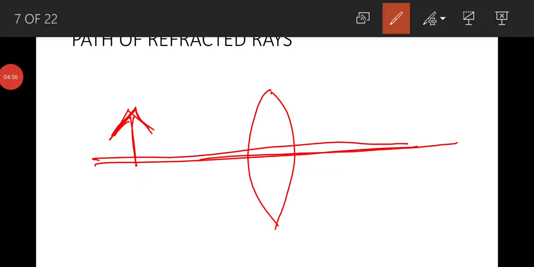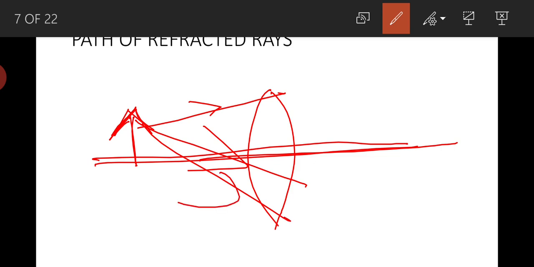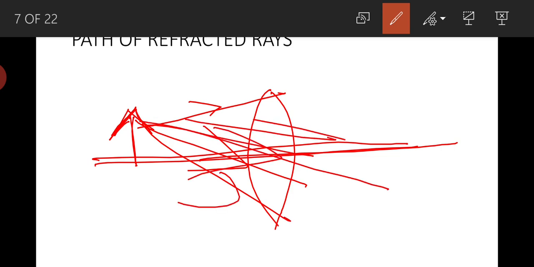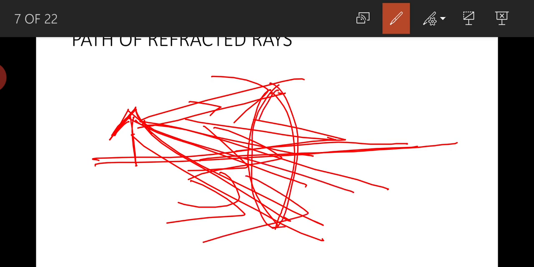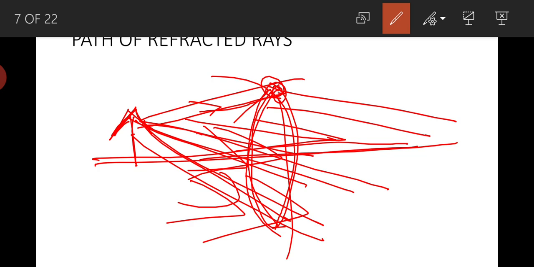From the pencil there will be different light rays coming at different angles and different positions. But after passing through the lens, we don't know how each of these light rays will travel.